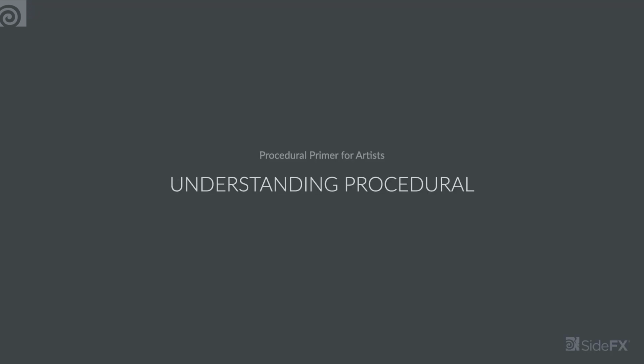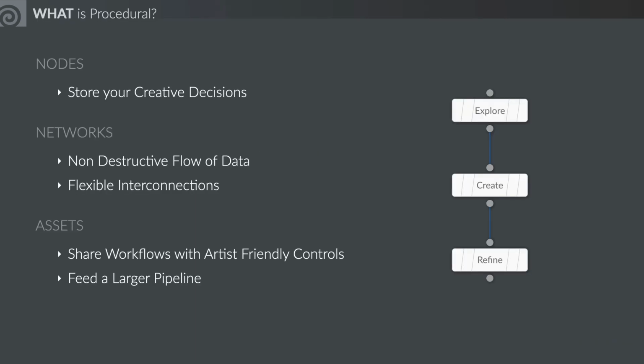Let's start by taking a look at what we mean by procedural, especially when it comes to working in Houdini. Everything you create in Houdini gets stored in nodes with parameters capturing your creative decisions. These nodes are wired together into networks that define a non-destructive flow of data. Making changes on any node will cascade down to create an updated result. Networks can then be packaged up into digital assets and can be shared with artist-friendly controls. This lets you feed a larger pipeline with artist-driven tools.